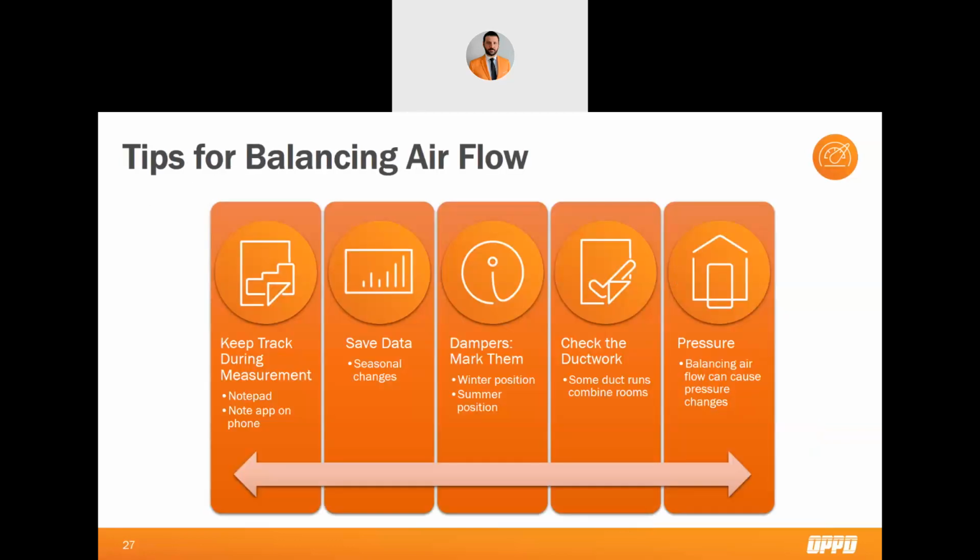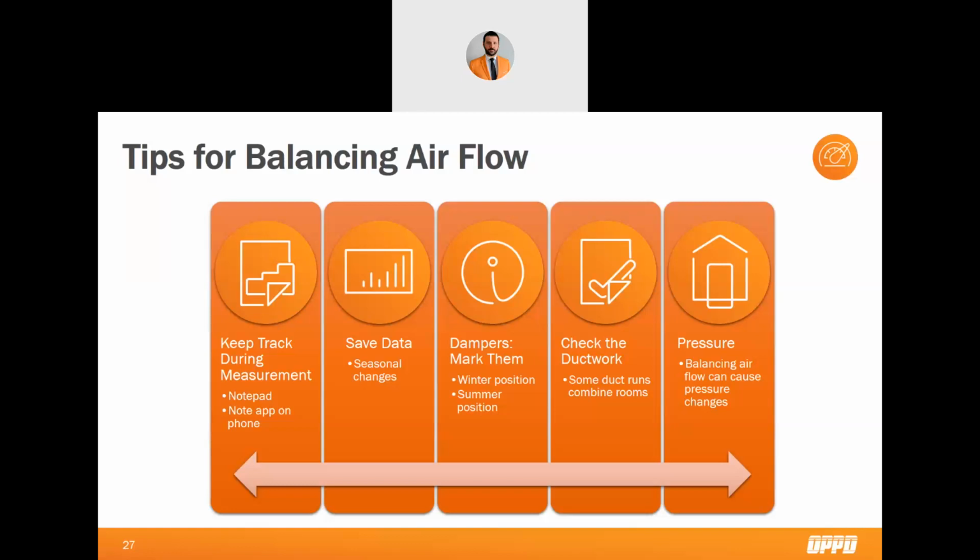Here are a few tips to keep in mind when you are balancing the airflow in your home. If you use an anemometer, use a notepad or app on your phone to track the numbers from room to room. Keeping before, during, and after numbers handy during that process will help you even out your airflow easily and increase the comfort of your home. Second, save that data. It's helpful to keep this for historical and quality purposes. That way you can keep track of it over time.